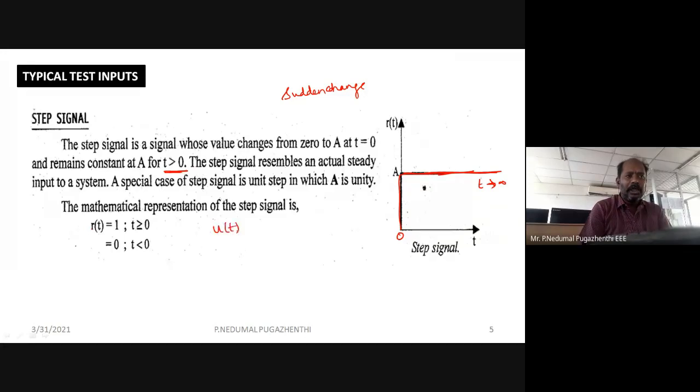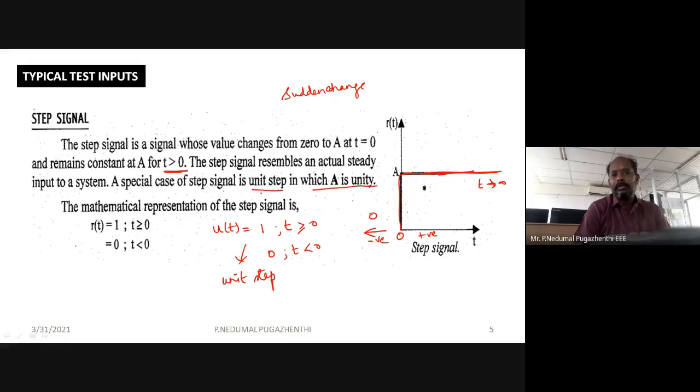In general, it will be represented as u of t is equal to 1 for t greater than or equal to 0, and 0 for t less than 0. On the negative side the value is 0, and on the positive side it has some value of A or 1. If A is 1, you call this a unit step signal.